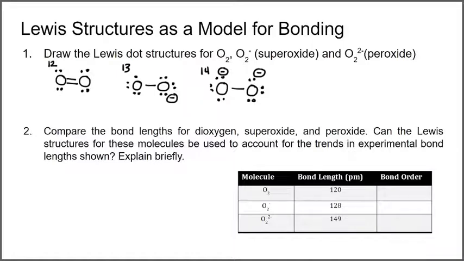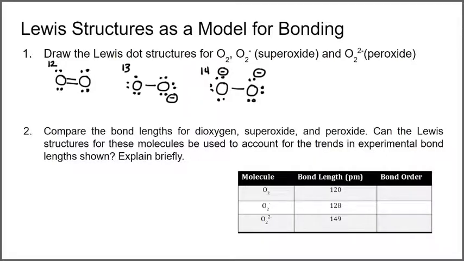Okay, so if we look at these Lewis structures and think about the bond lengths for dioxygen and superoxide and peroxide, can we understand this relationship? So oxygen has the shortest bond. That makes sense because it has a double bond. And peroxide has the longest bond, and that makes sense because it has a single bond. But understanding superoxide, so superoxide is in between, but maybe a little bit closer to oxygen.